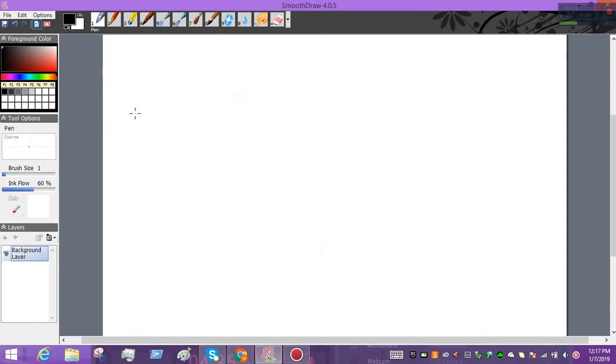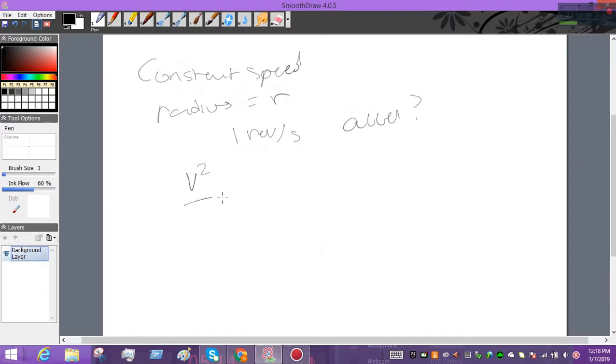Okay. It says an object moves at a constant speed in a circular path of radius r, so radius equals r, at a rate of 1 revolution per second. What is its acceleration? So we want to know the acceleration. Okay, so we know that our centripetal acceleration equals v squared over r.